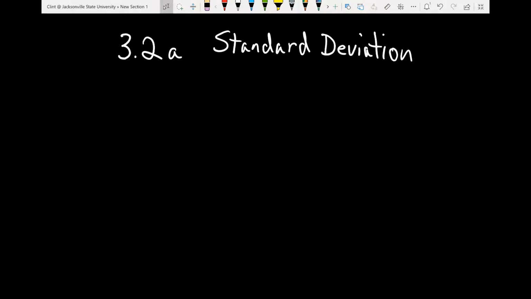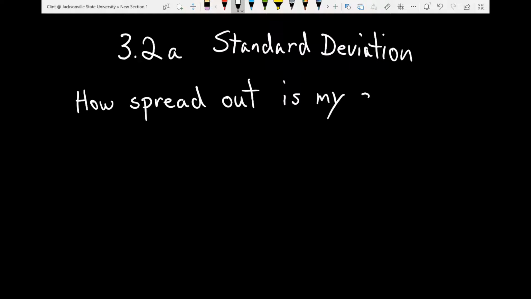Okay, section 3.2, we're talking about measures of dispersion. One in particular we're going to talk about is standard deviation. Okay, so if we're talking about standard deviation or measures of dispersion in general, the question we're trying to answer is how spread out, or how much spread do we have, is my data.